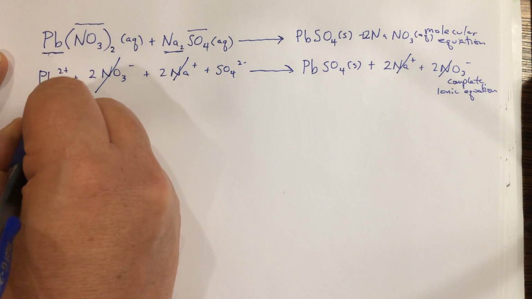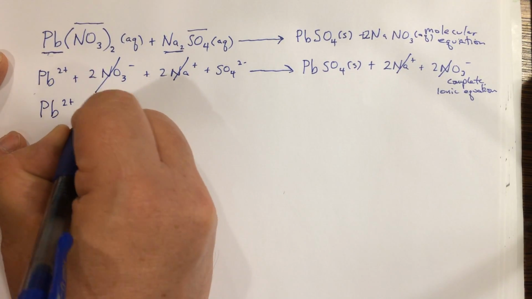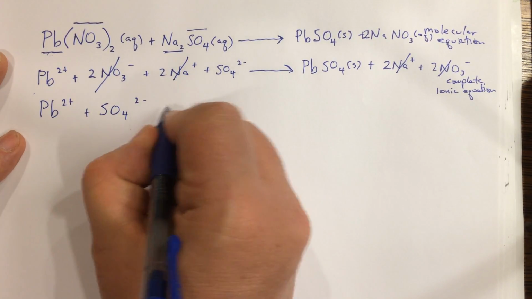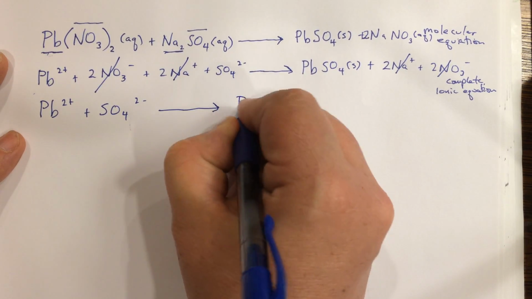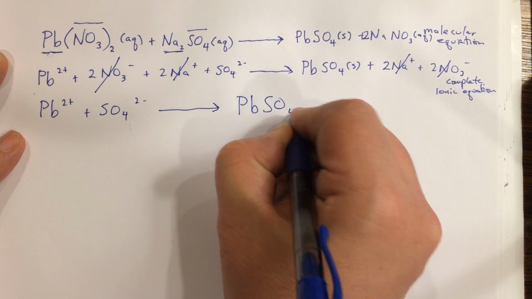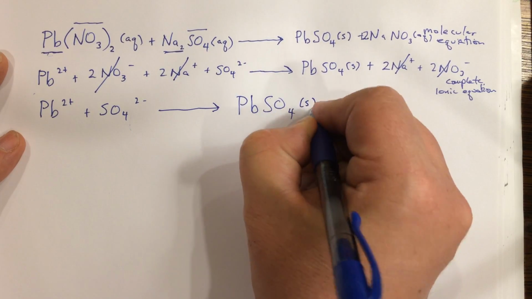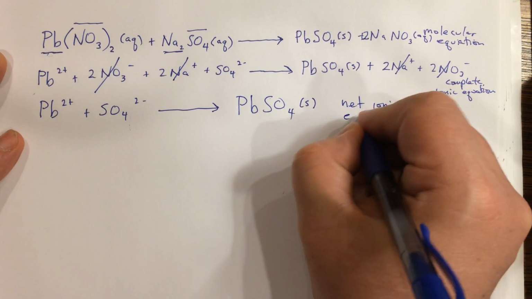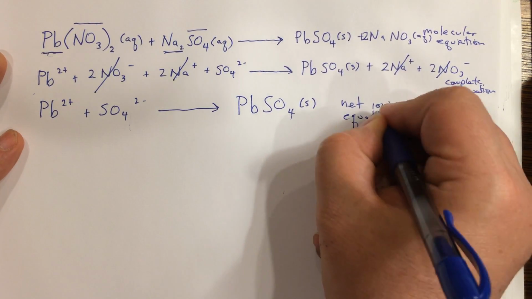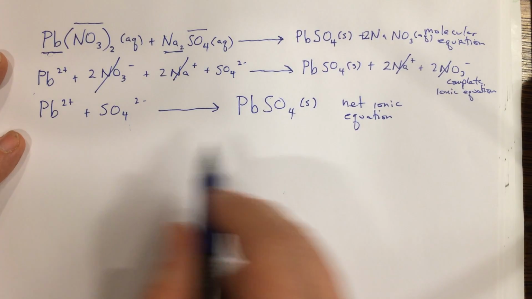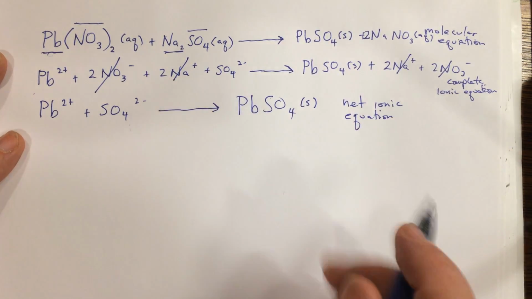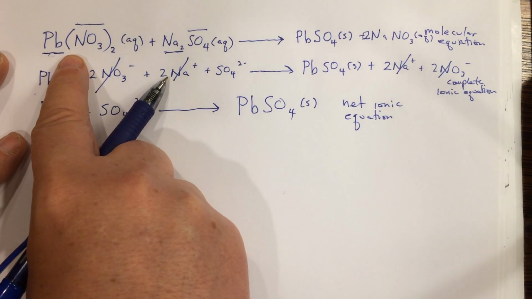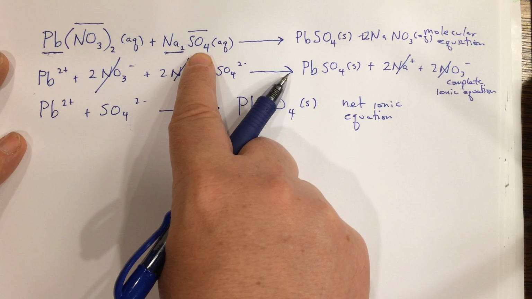And this is the lead 2 plus and sulfate, SO4 2 minus, and that yields lead sulfate, which is solid. This is called the net ionic equation, because this is what's left over after everything else that was a spectator was taken out. This is actually the equation that was made when I put lead nitrate and sodium sulfate in the test tube.